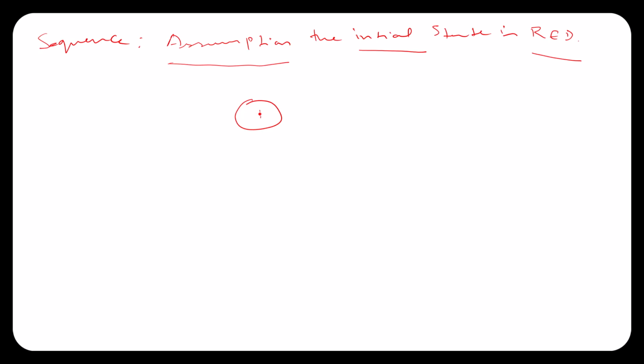So I have my red. Now what are the other two states? The other two states are green and yellow. So can the sequence be like this? I don't think so. The sequence cannot be like this.